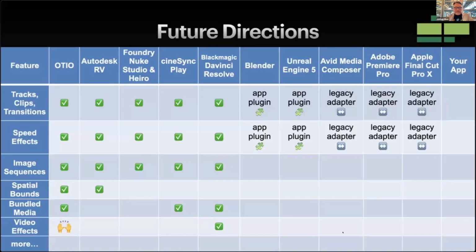So we wanted to talk a little bit about feature directions for OTIO. We've shown this slide a couple of times before. It has new check marks on it, which is really exciting. This is kind of a view into the features in OTIO and which applications support import and export of OTIO. Notably, we see that DaVinci Resolve has lots of new check marks on here by having the native support, which is really exciting.